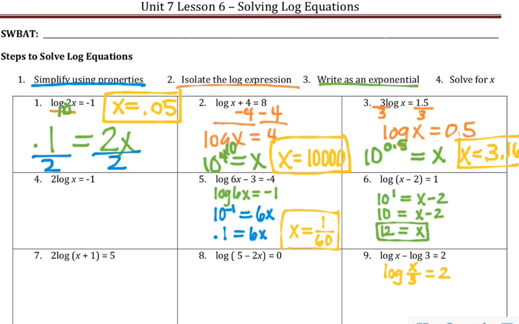What's the base on this one? 10. 3 is what we divided by, but 10 is still the base. So I have 10 raised to what exponent? 2. 10 squared is equal to x over 3. What's 10 squared? Y'all know that one, right? 100. 10 squared is 100. So I get 100 is equal to x divided by 3. So what is, sorry, y'all can't really see that 3 down there. Times it by 3. Good job, Will. And I get x equals 300.